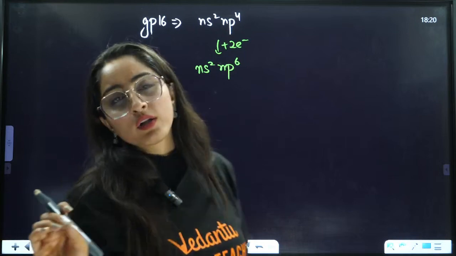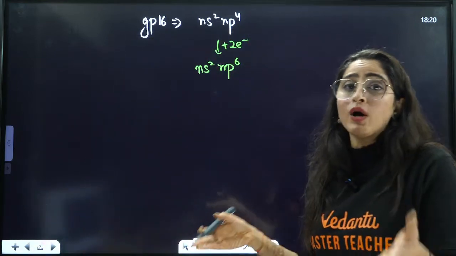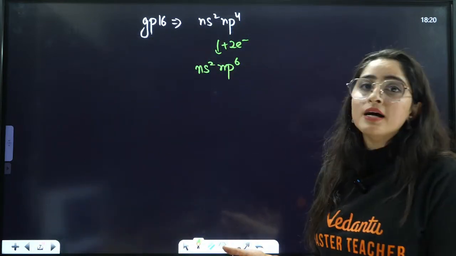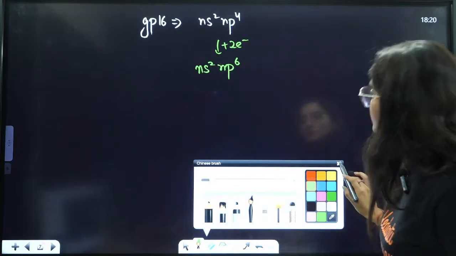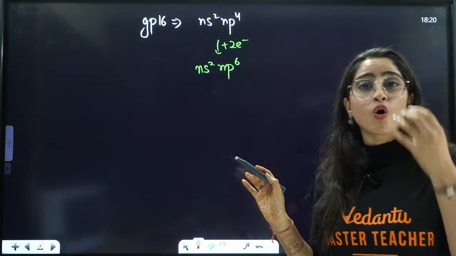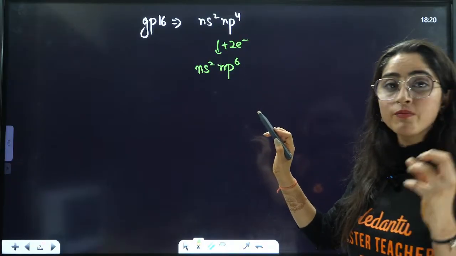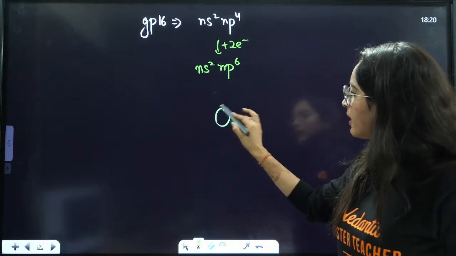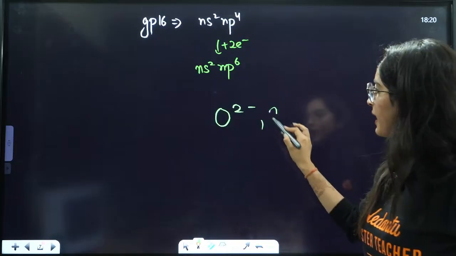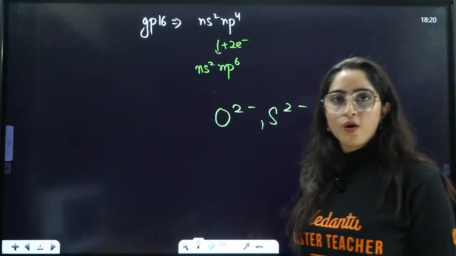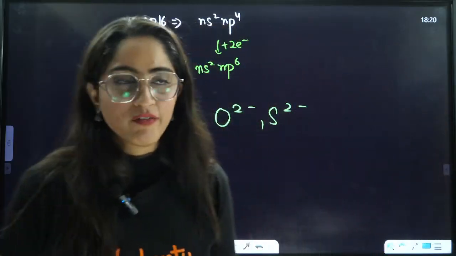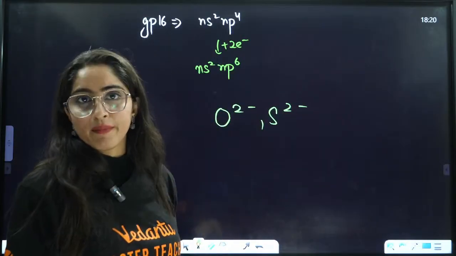because everyone on this planet wants to be stable. Even you are studying because you want to be stable, right? So that is why these group number 16 elements also want to be stable. That is why they will gain 2 electrons. When someone is gaining electrons, they will become 2 negative. That is why you see this thing, right? O2 negative, S2 negative. These are the group number 16 elements, right?